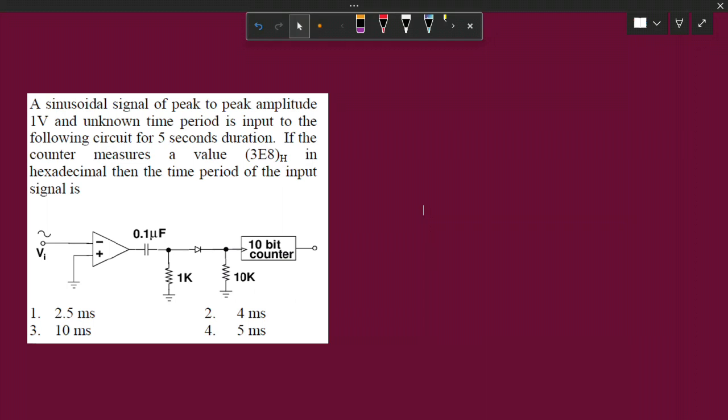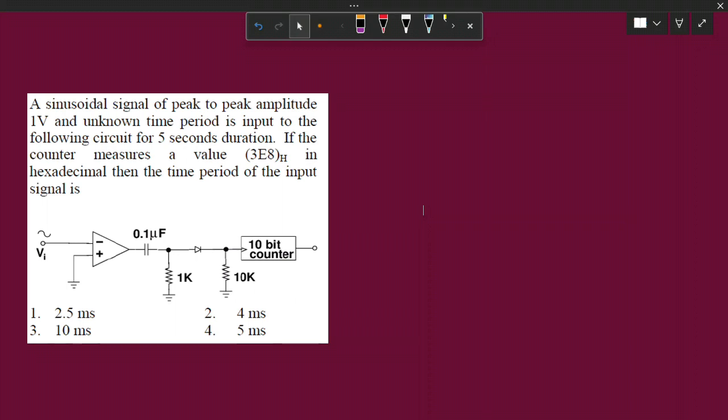Now the circuit is given and they ask the problem. So what is this problem? A sinusoidal signal of peak to peak amplitude 1 volt and unknown time period is input to the following circuit for 5 seconds duration. If the counter measures a value 3E8, which is given in hex, then the time period of the input signal is?